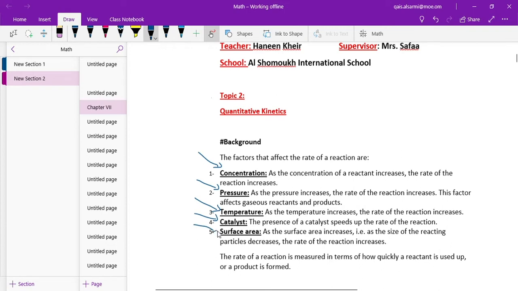Finally, the last factor is the surface area. As the surface area increases, the size of the reacting particles decreases. So therefore the rate of the reaction increases, because basically that's for solid particles. So the reaction is occurring at the surface of the particle. Increasing the surface area increases the frequency of collisions.